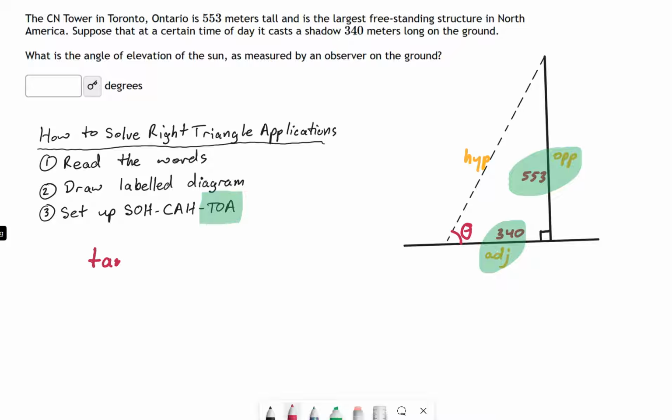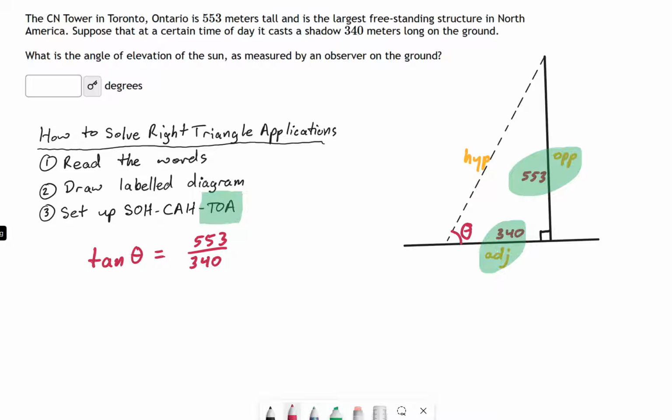So we write our equation. We say tangent of theta equals opposite over adjacent. Now, we don't need to leave it opposite and adjacent because we know what those things are. So we're just going to plug in opposite and adjacent using the diagram. That's 553 is my opposite, and my adjacent is 340.